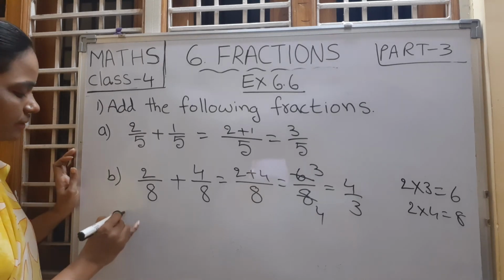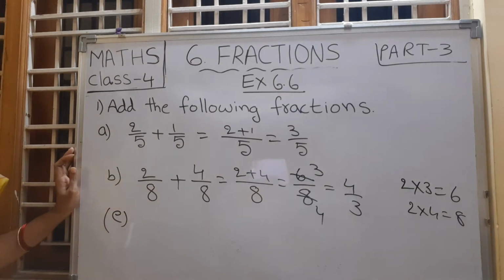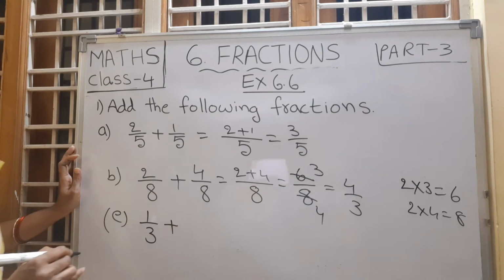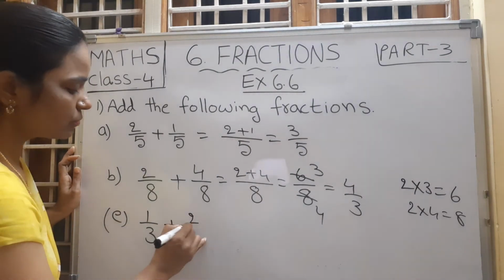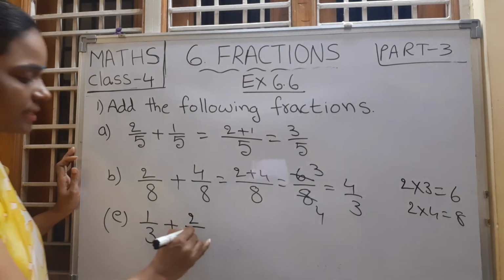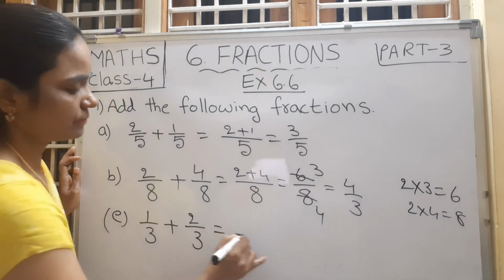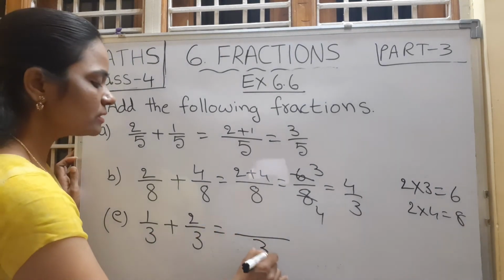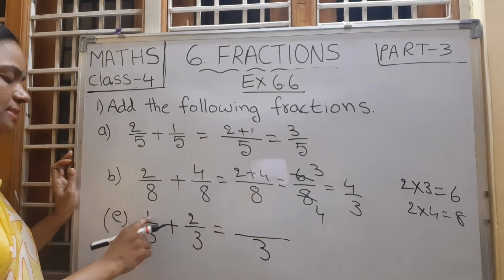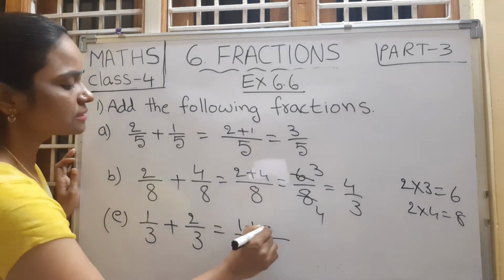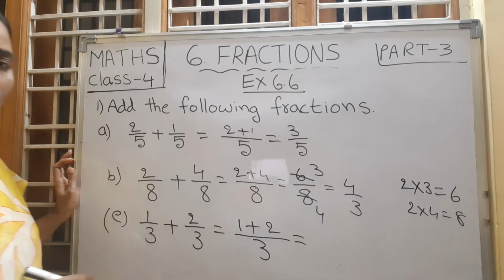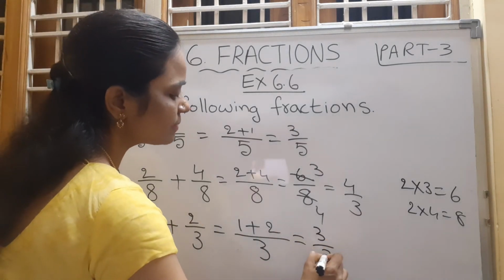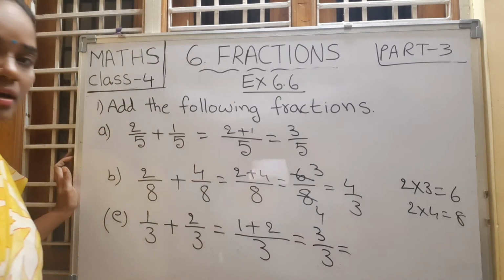Next, E bit. 1 by 3 plus 2 by 3. So here, what is the common denominator? Write down 3 as the common denominator. Just add the numerators, that is 1 plus 2. 1 plus 2 how much, children? 1 plus 2 is 3, so 3 by 3 is equal to 1.